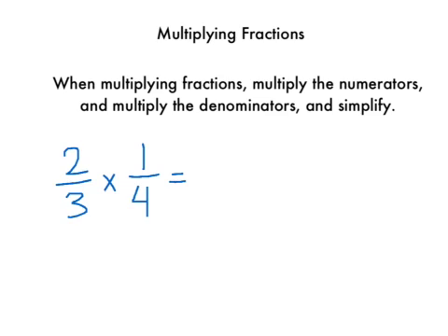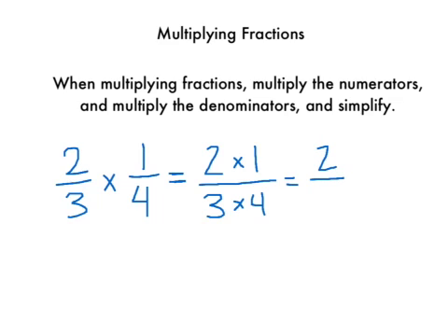Okay, these are regular fractions, proper fractions. What you're going to do is you're going to multiply your numerators, so 2 times 1. And you're going to multiply your denominators, 3 times 4. 2 times 1 is 2. 3 times 4 is 12.